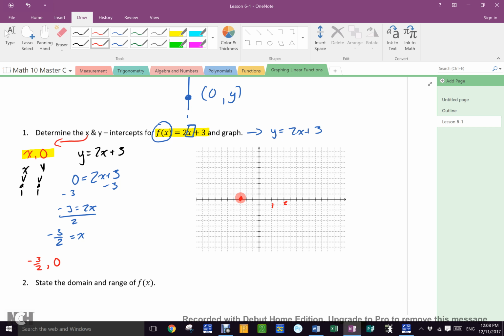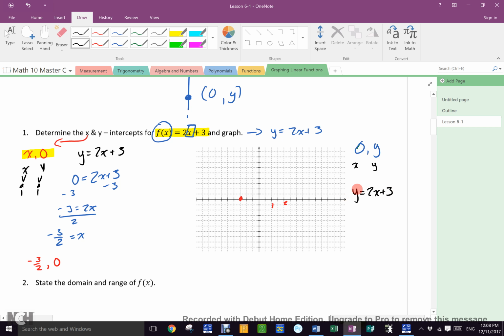Now, you guys being the smart kids that you are, I also need a y-intercept, don't I? Y-intercepts are what? What is a y-intercept? 0 and y. The x value is what? 0, and the y value is y. So I have y equals 2x plus 3, correct?